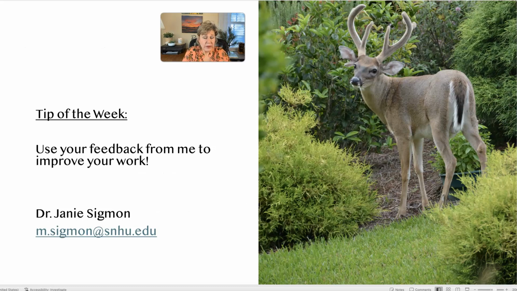And tip of the week, use your feedback from me to improve your work. So every week I'm grading things and I'm taking off points if you're not doing something right, and I explain that in the feedback, what is going on, what I expect this section to look like, how I think you could improve this section. So use that feedback from me to improve your work, and you want to do this before you get to week 6.